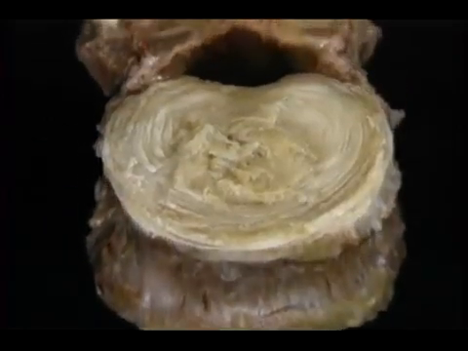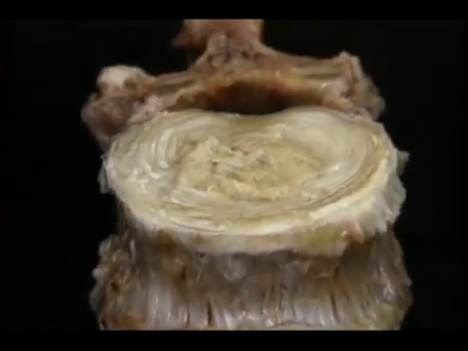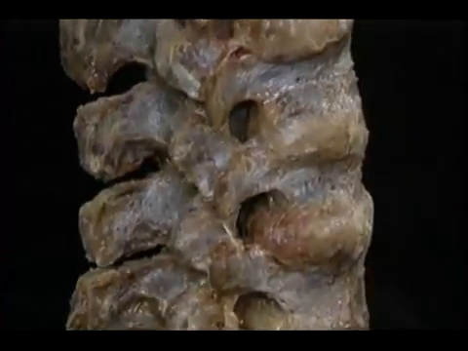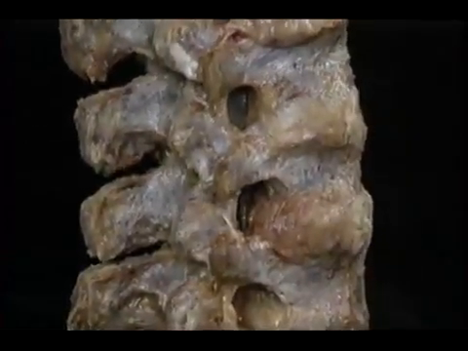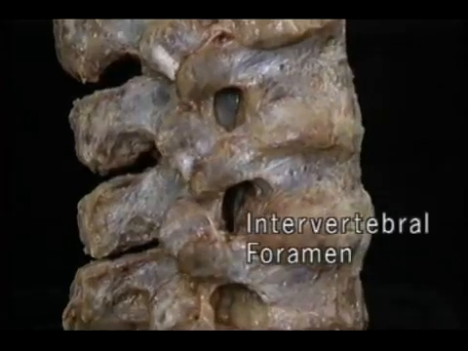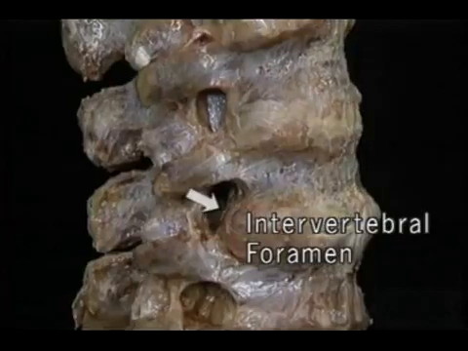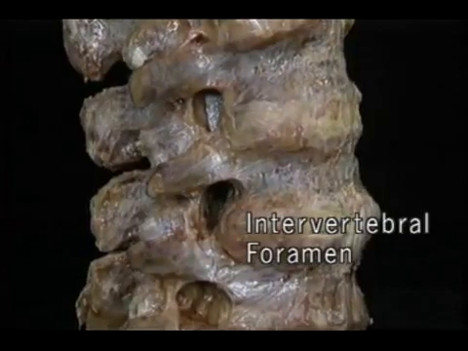The disc is solid enough to transmit the weight of the body, and it's flexible enough to permit movement between the vertebrae. The side of the intervertebral disc forms the anterior margin of the intervertebral foramen, through which the spinal nerve emerges.